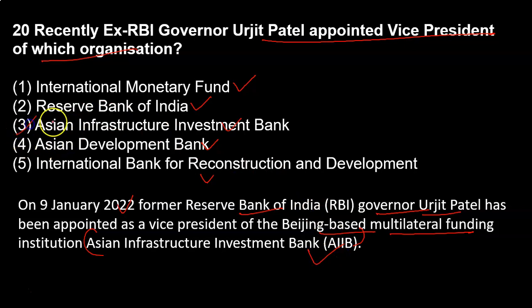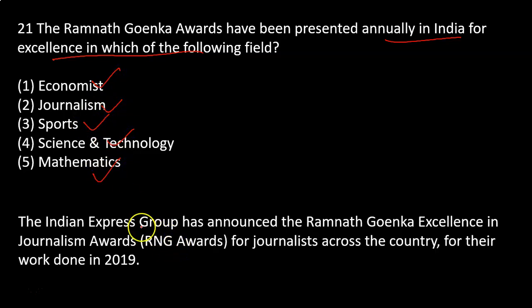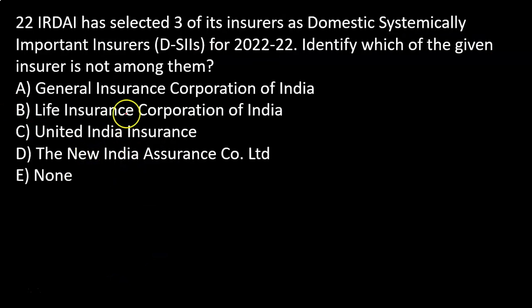So answer is 3. The Ramnath Goenka Awards have been presented annually in India for excellence in which of the following fields? It is given for economics, journalism, sports, science and technology, or mathematics. So the answer is, the Indian Express Group has announced the Ramnath Goenka Excellence in Journalism Award for journalists across the country for their work done in 2019. So it is given in journalism.